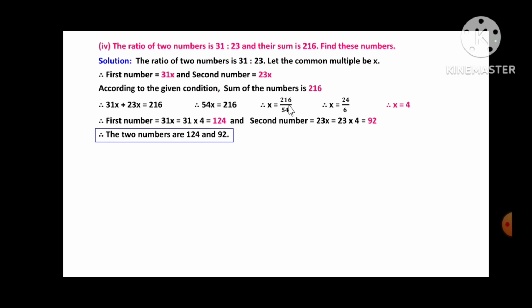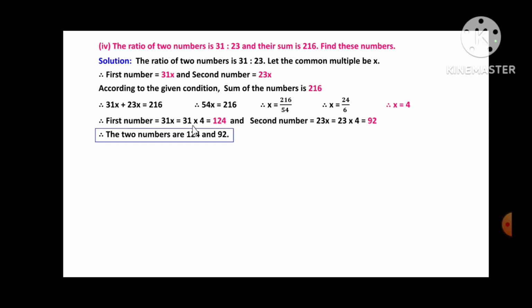But given that the sum of the numbers is 216, accordingly we can write 31x plus 23x is equal to 216. The addition of these two will be 54x is equal to 216. X is 216 upon 54. Therefore, x is equal to 24 upon 6. Therefore, x is equal to 4.